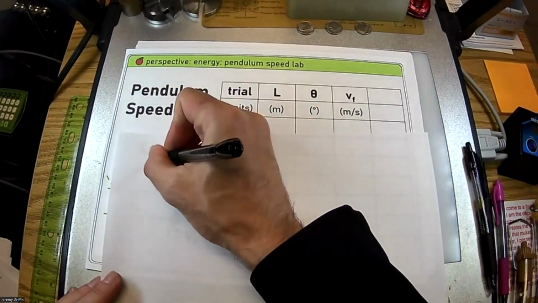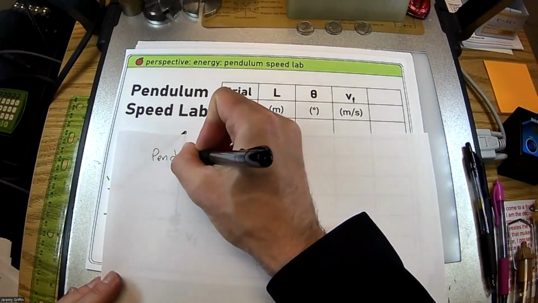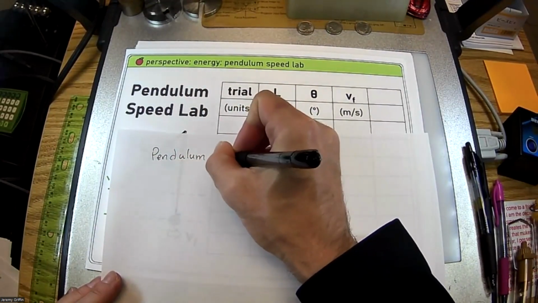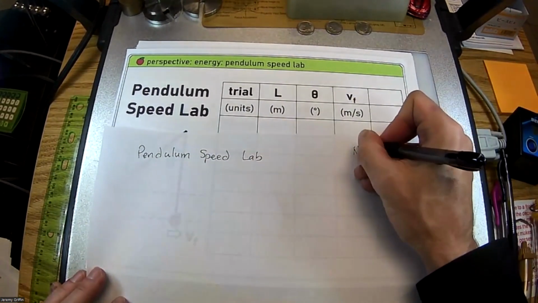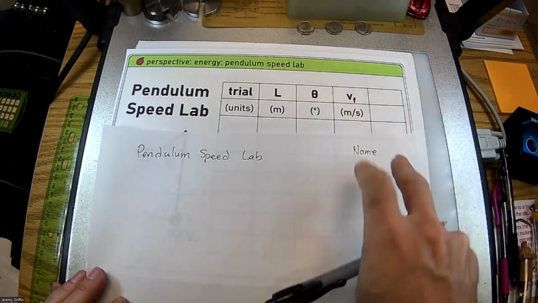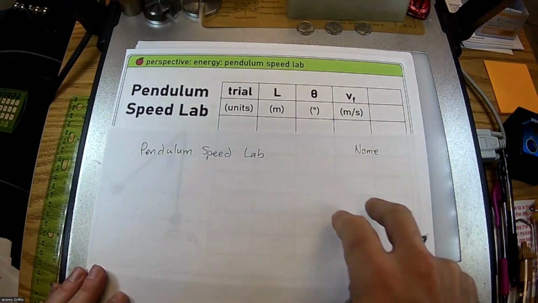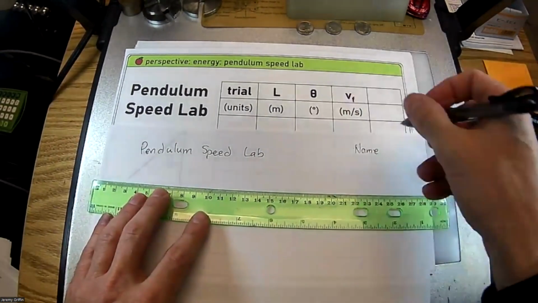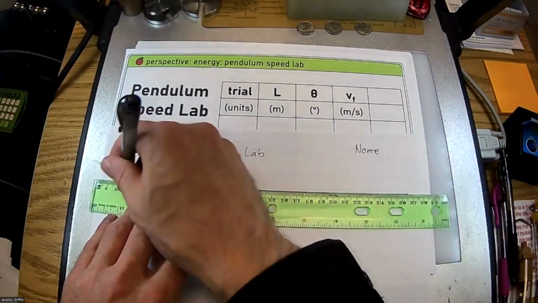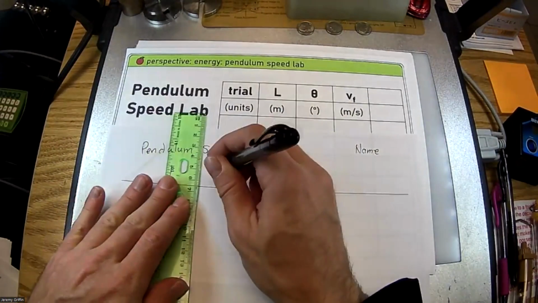We're going to call this Pendulum Speed Lab. Did you write your name on your paper? So it's your name, your title, Pendulum Speed Lab. Let's make a table. This would probably be a really minimal table that you want to have. Just put a bunch of columns on this.